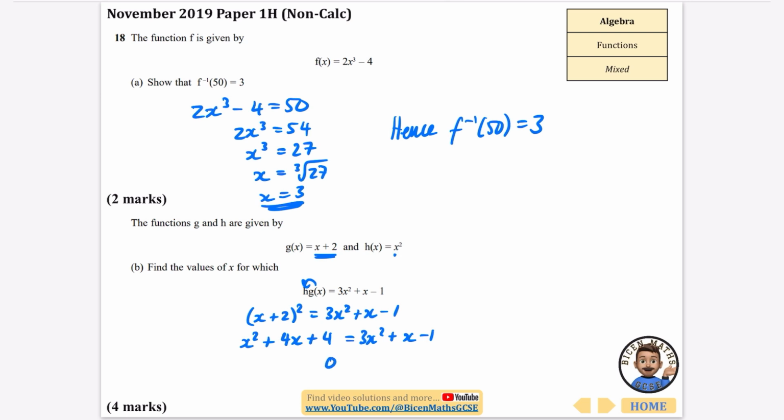Now it's a quadratic, so I'm going to get it to equal 0. I'm going to subtract the x squared from 3x squared, which gives me 2x squared. I will do x take away 4x, which is minus 3x, and I will do minus 1 minus 4, which is minus 5.